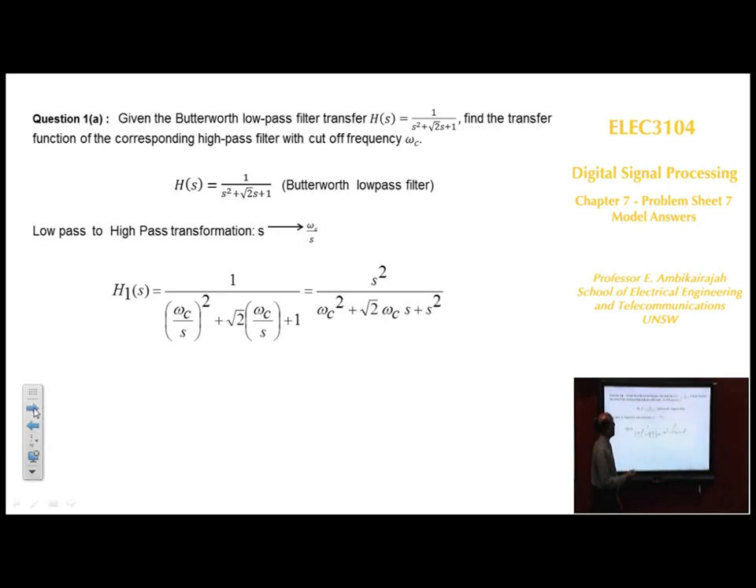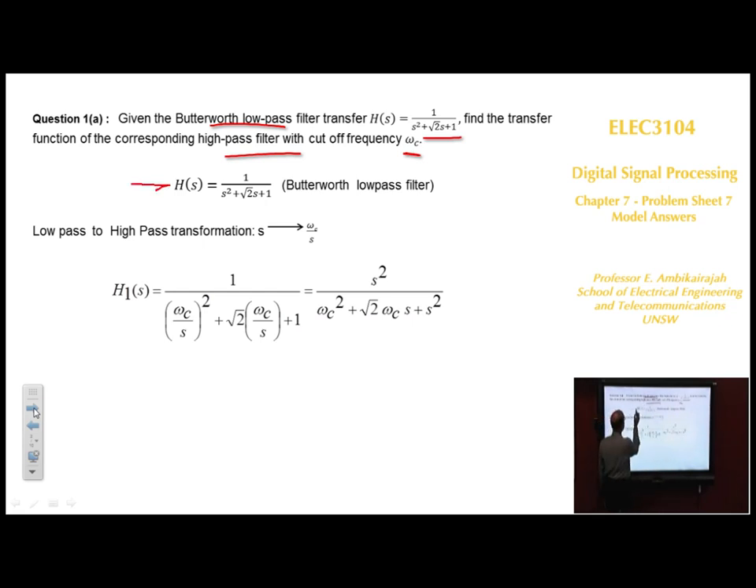The first question is basically that you've been given a Butterworth low pass filter, and the transfer function is given in the S domain, and you need to translate this into a high pass filter with a cutoff frequency omega c. So it's a simple transformation that you need to do.